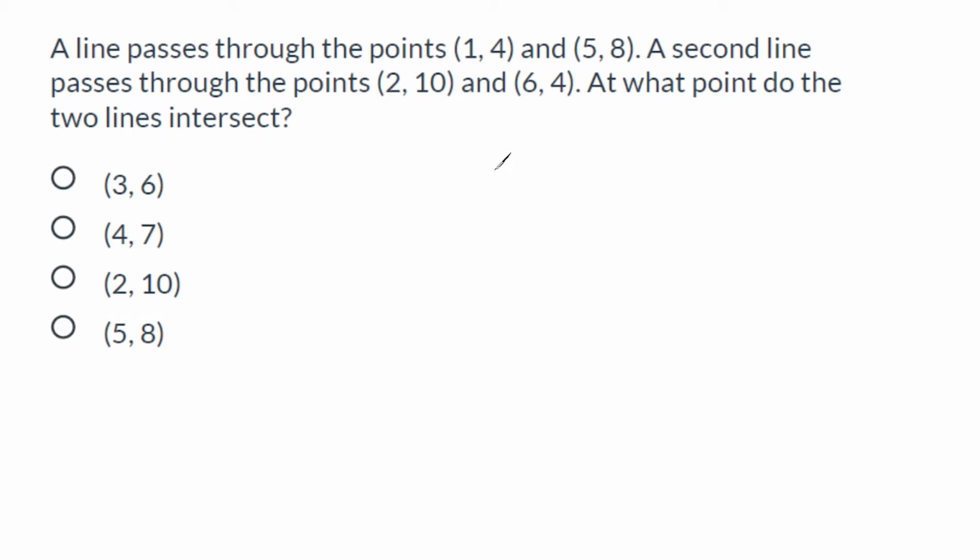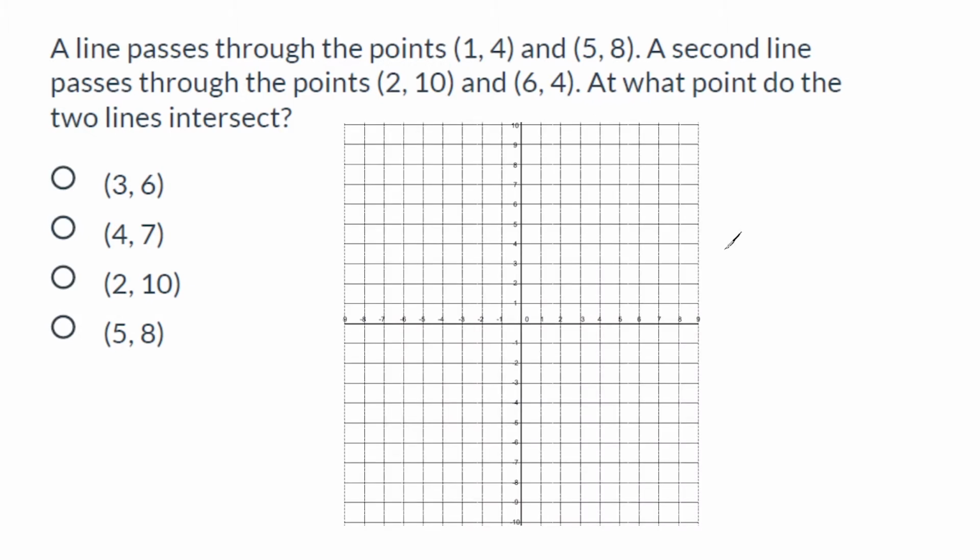At what point do the two lines intersect? Now, the easiest way to solve this problem is to get some graph paper and start by plotting these two points and forming your first line, and then plotting these two points and forming your second line, and see at what point the two lines intersect. So let's go ahead and do just that.